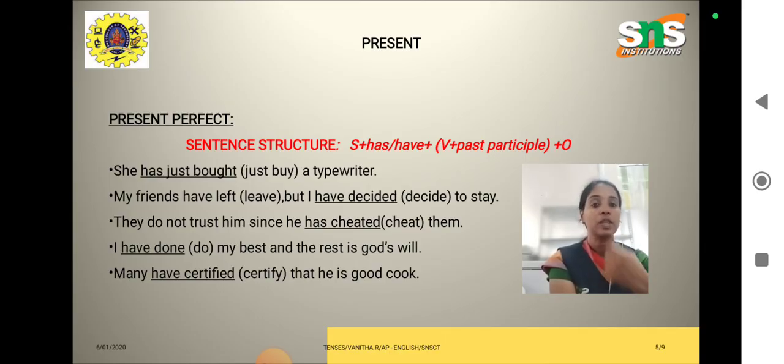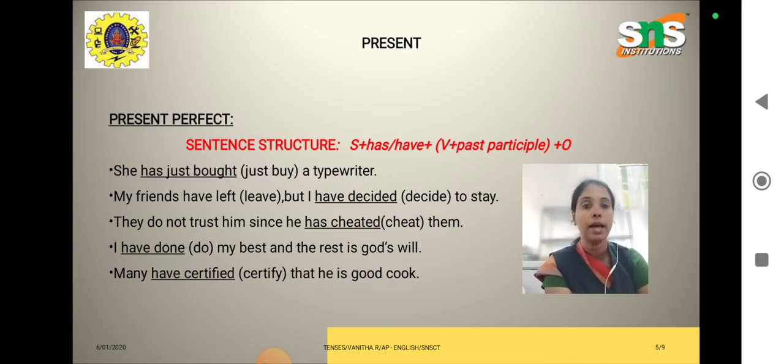Here the sentence structure of the perfect tense is subject plus has or have plus the past participle form of the verb, that is adding ed, plus object. This is the sentence structure of the present perfect tense that we should remember. And like the continuous tense, in the perfect tense we always use the have verb for all the perfect forms of verbs, either present or past or future.